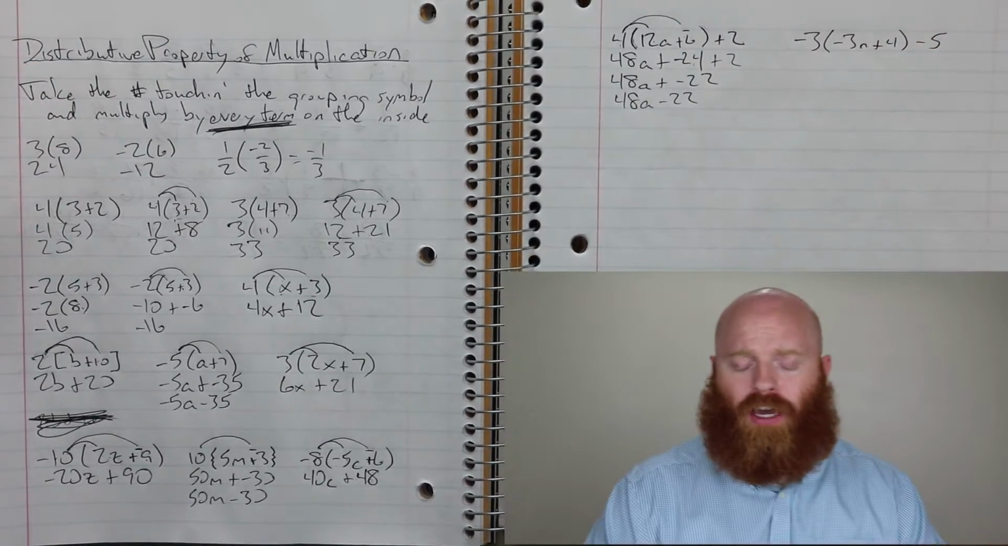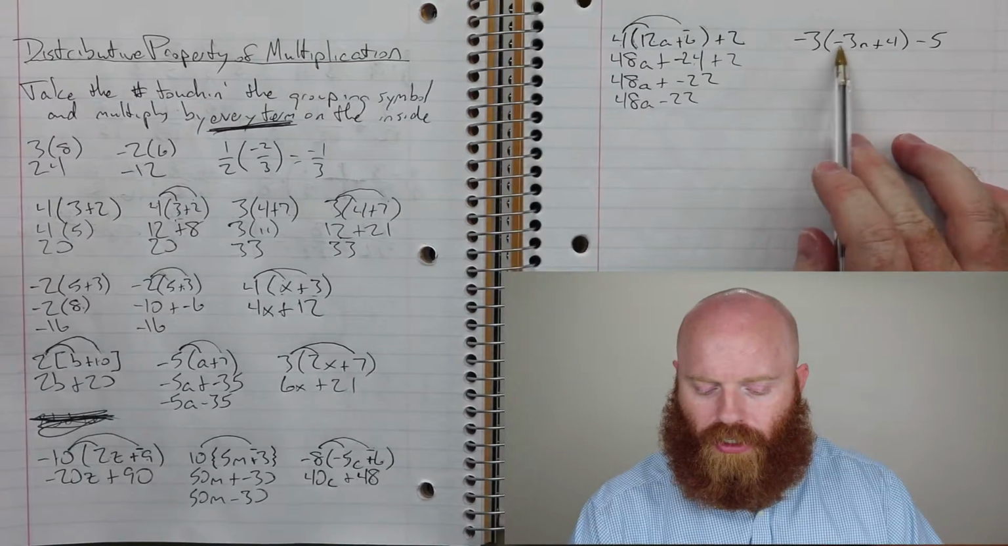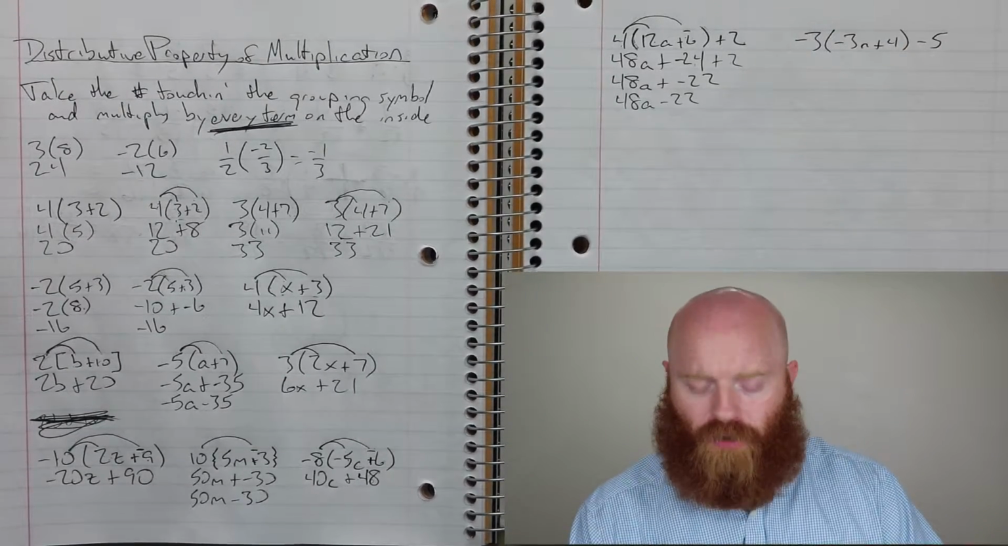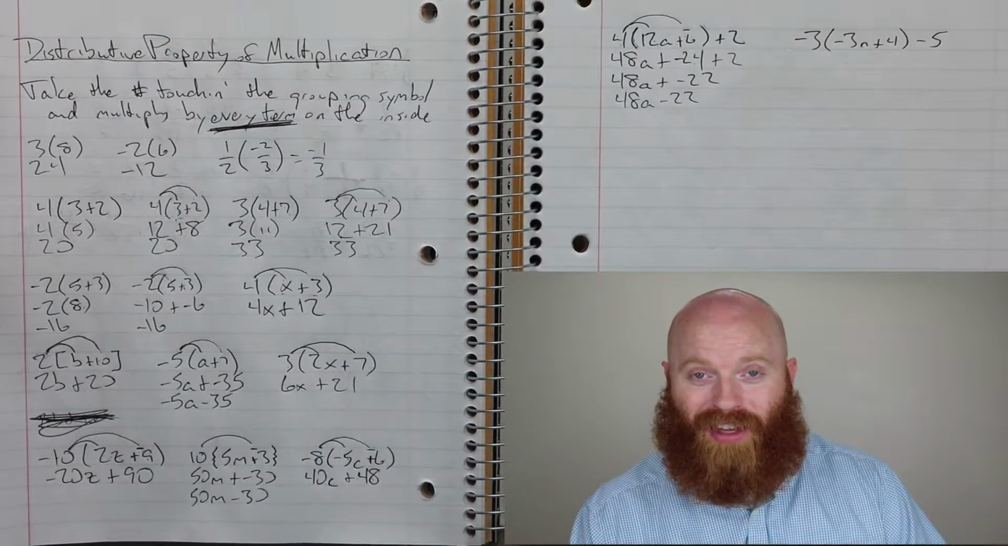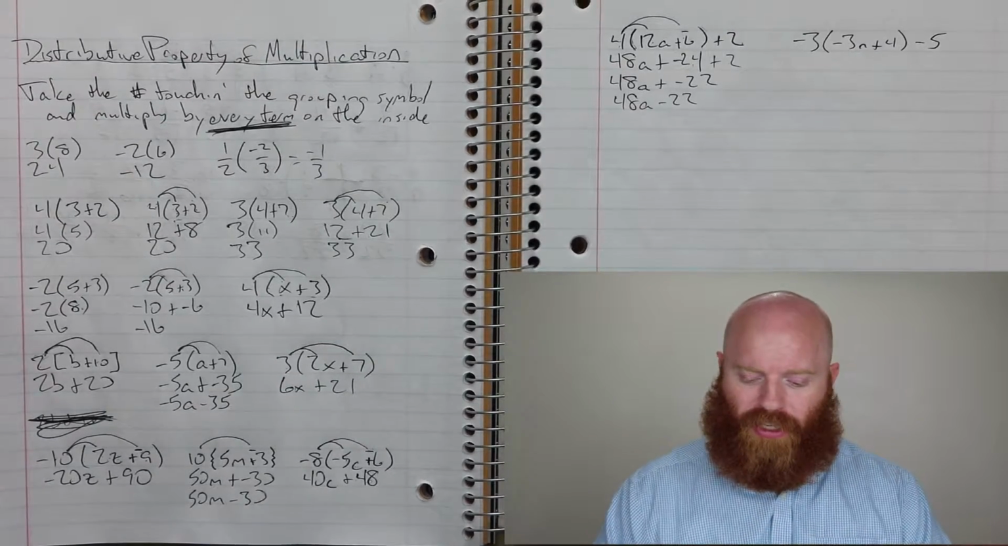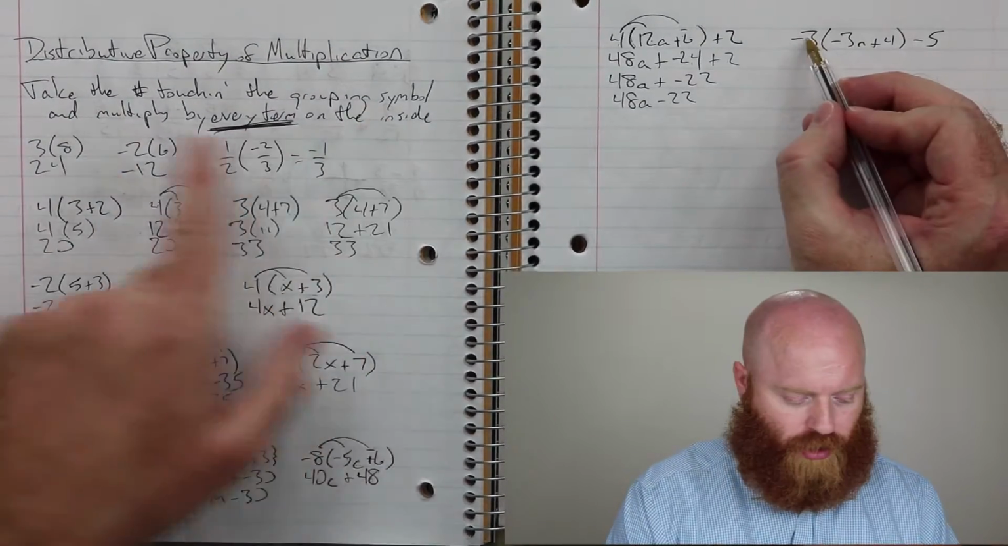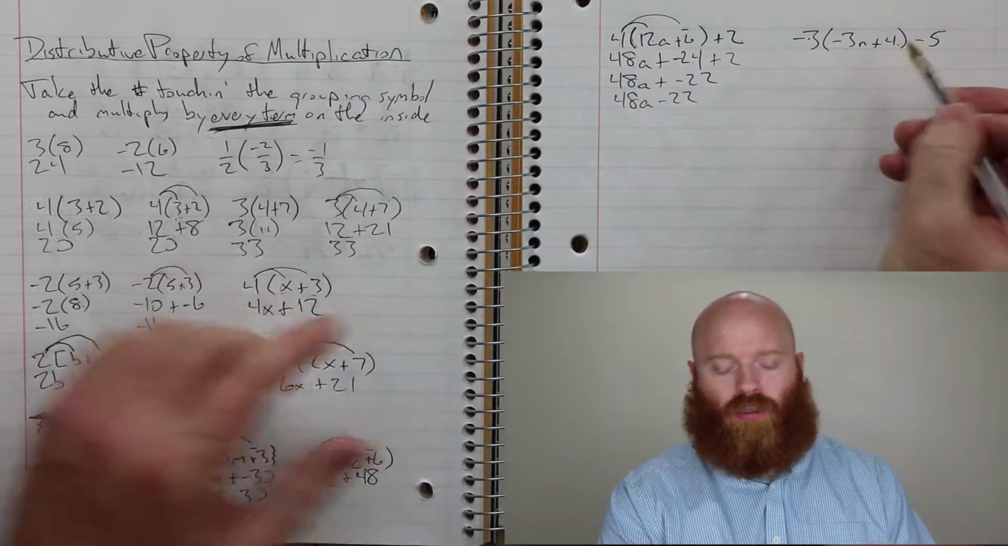All right, what if it said negative 3 times the quantity negative 3n plus 4, all that minus 5? Guess what? I don't care. Take the number touching the grouping symbol, negative 3, multiply every term on the inside, but stop at the end of the grouping symbol. Stop there.